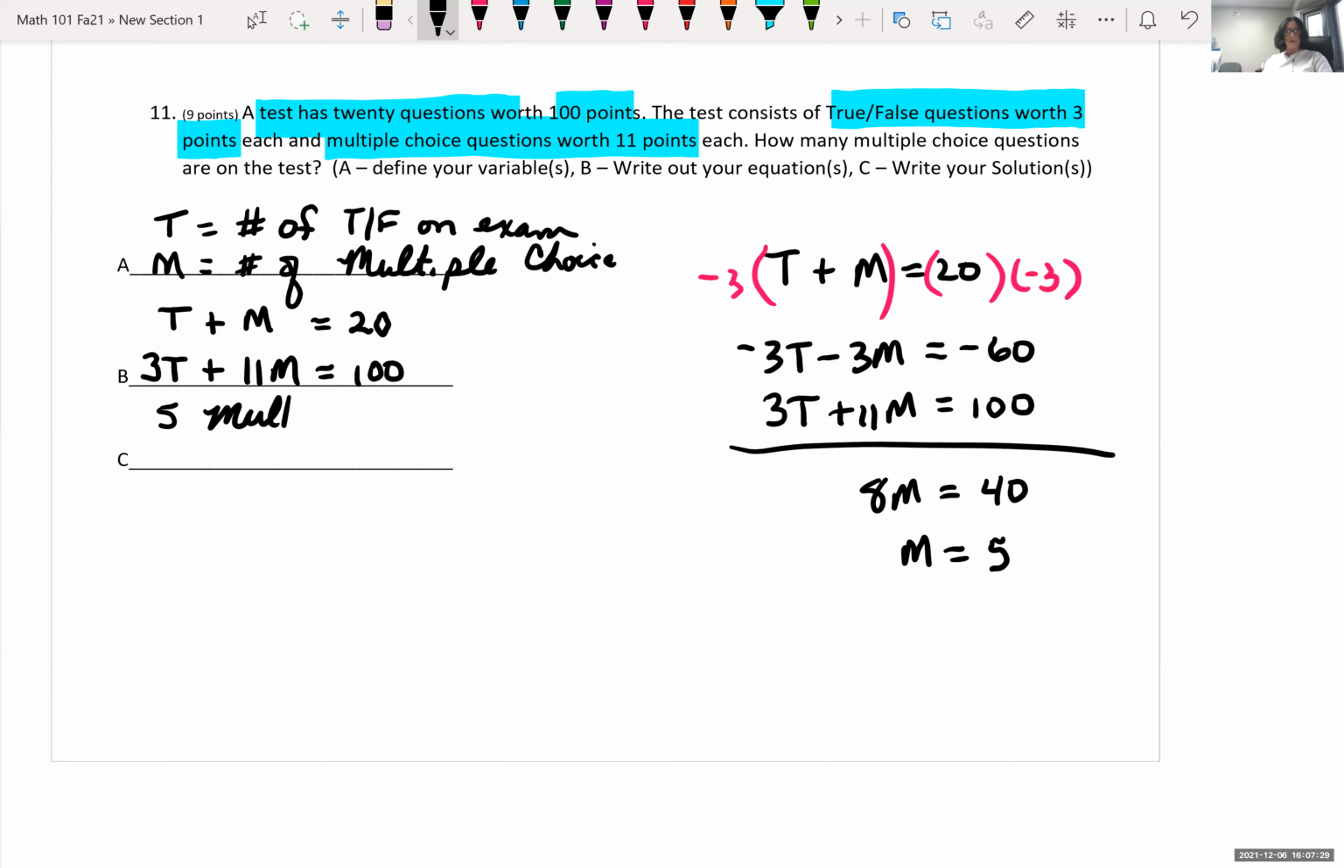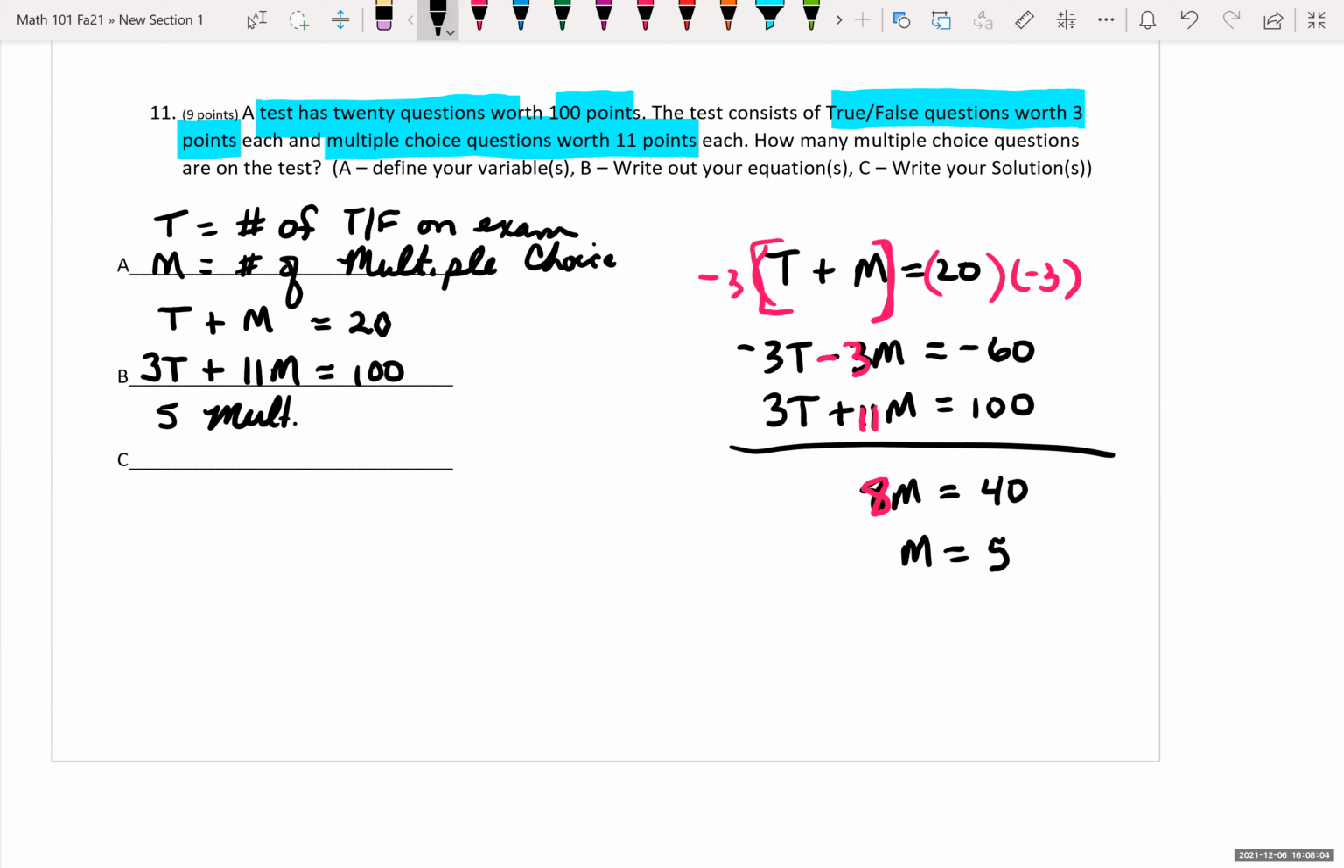Why would that not be 12M? Because right here I had to multiply. Remember, I multiplied every single term of that first equation by -3. So -3 plus 11 is 8. If I was just summing the 2 equations without multiplying by -3, yeah, I would have gotten 12M.